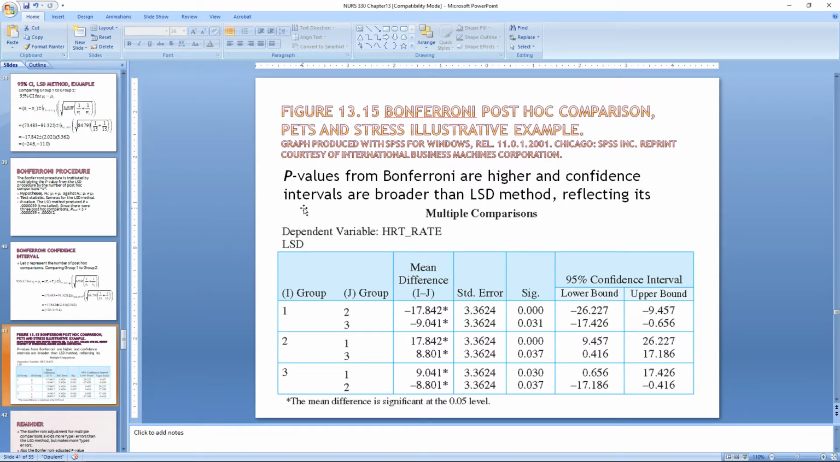Once again, this is what SPSS would give you after you ran the groups. It's still comparing groups 1, 2, and 3 to the other groups in between, giving us our mean difference, our standard error, our significance level, and our confidence interval for each group being compared to each other.